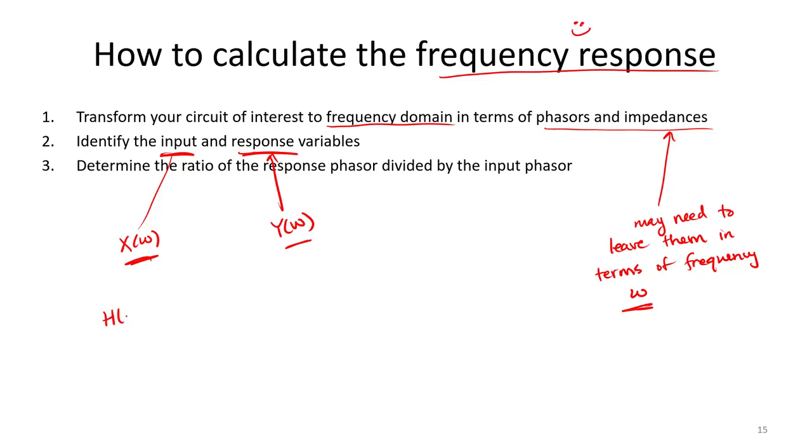And finally, in the last step, all you have to do is use our frequency response equation. We know frequency response will be the ratio of our response y divided by input x. So all we need to do is divide those two, and that will give us our network function, or frequency response h, in terms of our desired quantities.